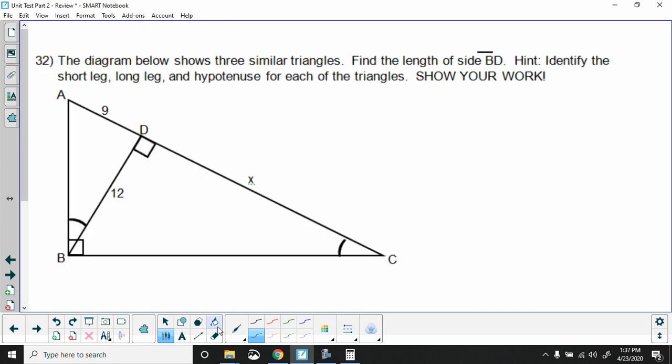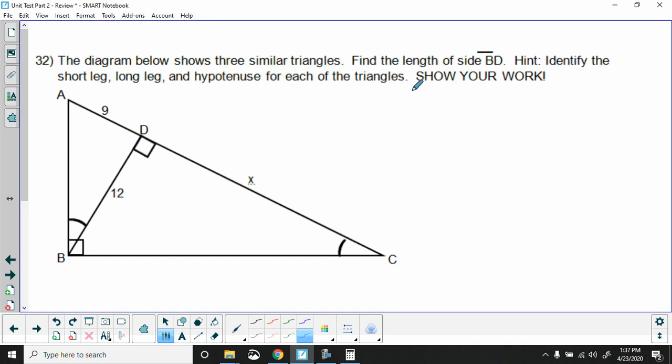So, we have a triangle here. Given a diagram, we got 3 similar triangles. We already discussed that. Find the length of side BD. BD is right here. It's 12. Hint, identify short leg and long hypotenuse.